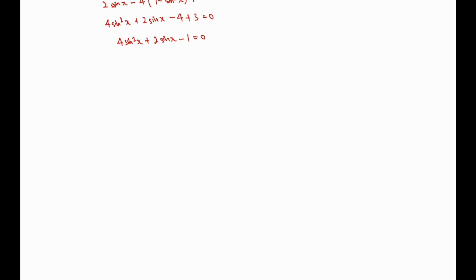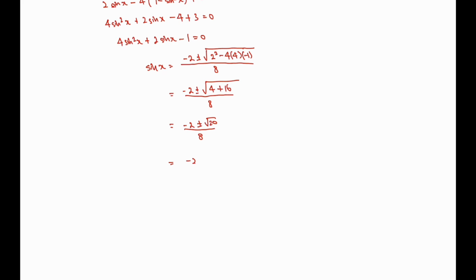Now, this is just a quadratic in sine of x, which I just need to solve for sine of x. So, using the quadratic formula, sine of x is going to be minus 2 plus or minus square root of 2 squared minus 4 times 4 times negative 1, all divided by 2 times 4, which is 8. This is minus 2 plus or minus square root 4 plus 16 over 8, which is minus 2 plus or minus square root 20 over 8, which is minus 2 plus or minus 2 root 5 over 8, which is minus 1 plus or minus root 5 over 4.